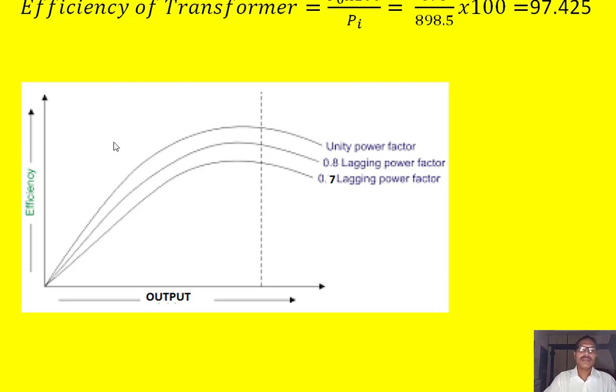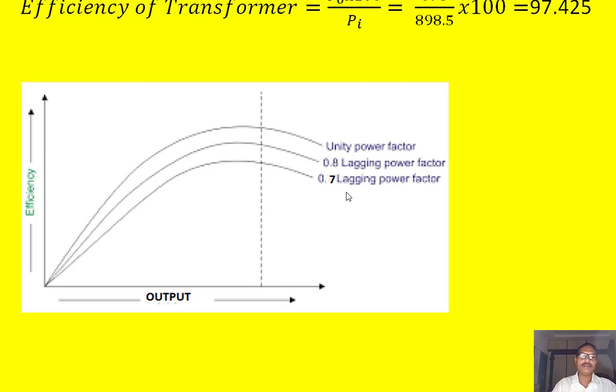If we draw the output versus efficiency of this transformer at different power factors, we get a graph like this. If you observe properly, at unity power factor the efficiency is more, whereas at 0.8 power factor its efficiency is less. At 0.7 power factor, it is still less. That is what we can observe.